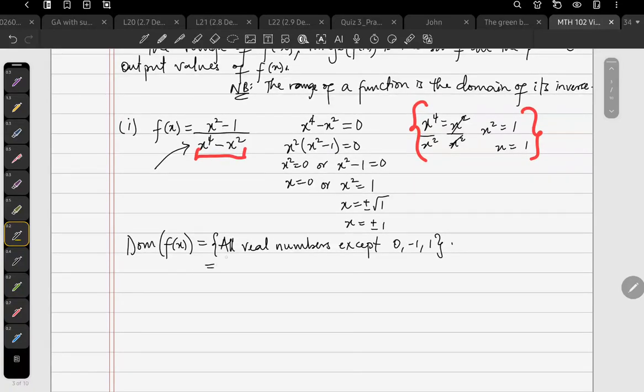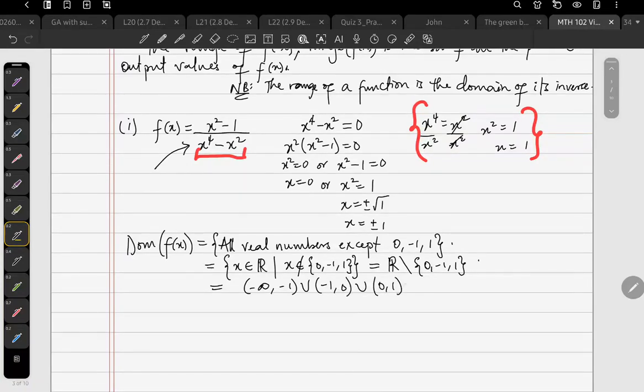Technically, we can write that as the set of x in the real numbers such that x is not in the set {0, negative 1, 1}. Or we could just write the real numbers minus {0, negative 1, 1}. In interval notation, that is the same thing as negative infinity, comma negative 1, union negative 1, comma 0, union 0, comma 1, union 1, comma infinity.